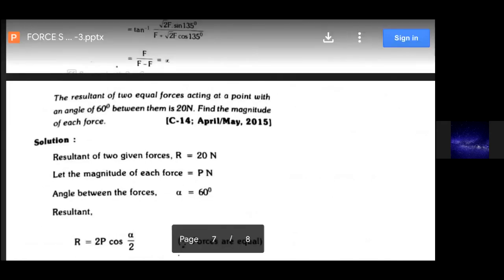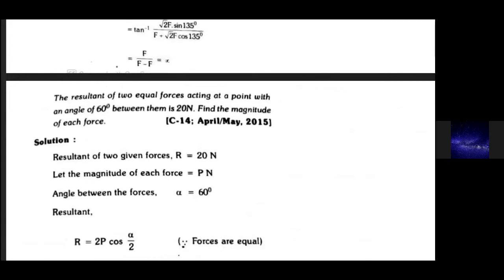Next problem. The resultant of two forces acting at a point with an angle of 60 degrees between them is 20 Newton. Find the magnitude of each force. So here the two concurrent forces are equal in magnitude, and the angle between the two forces is 60 degrees. The resultant force is 20 Newtons. Let us assume the magnitude of each force, F1 equal to F2 equal to P Newtons.